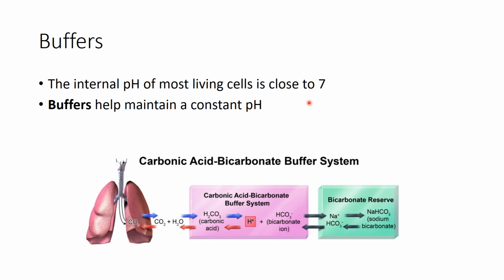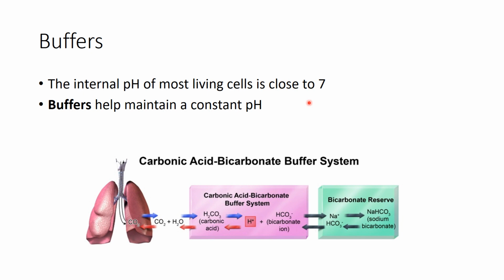Now, to maintain these pHs, the solution is made up of what's called a buffer. Buffers help maintain the pH at the pH that it's supposed to be. So whether that be pH 7, whether that be pH 2, whether that be pH 10, it's meant to help keep a constant pH. If the pH changes in a living system, that could be detrimental.